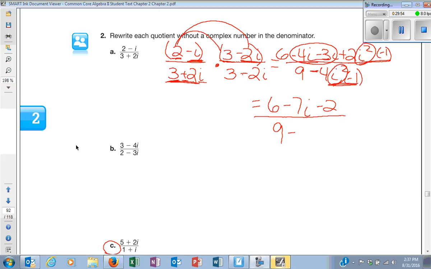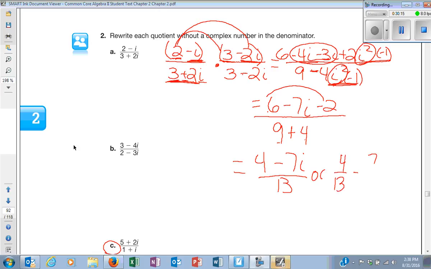minus, this becomes a negative 1, so this really becomes a plus 4. 6 minus 2 is going to be 4, minus 7i, all over 9 plus 4 is 13. And the other way you can write that, where you need to know both ways, is 4 over 13 minus 7i over 13.